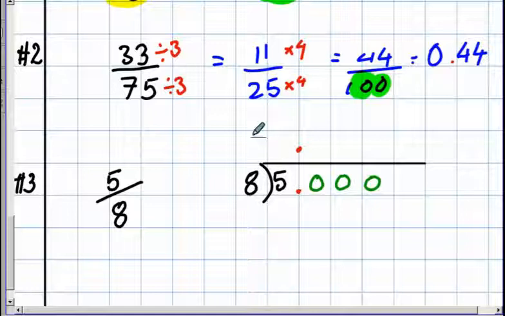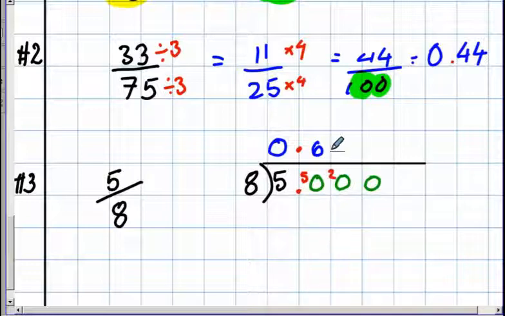Now, let's go through this then. 8 won't go into 5. It goes 0 times remainder 5. 8's into 50. Goes 6 times. 6 8's are 48. So there's 2 left over. 8's into 20. Goes 2 times. 2 8's are 16. So there's a remainder of 4. And, fortunately for us, it ends there. Because 8 goes into 40, my mistake, exactly 5 times.